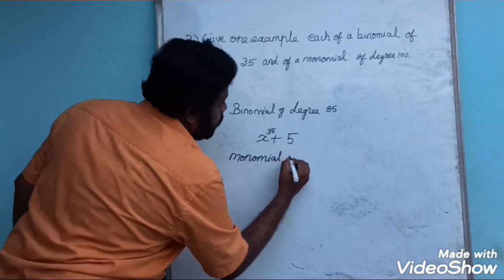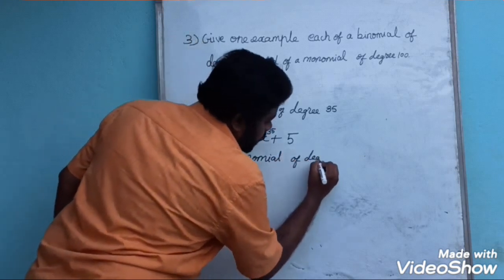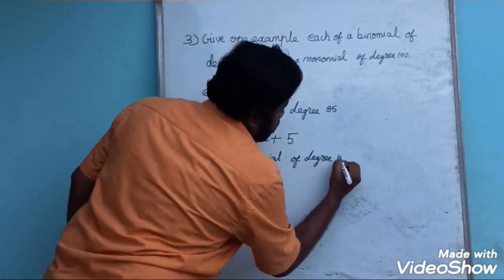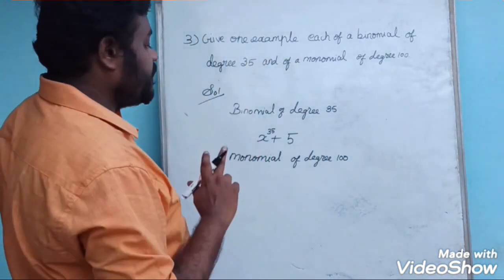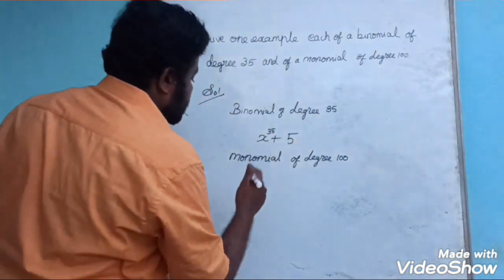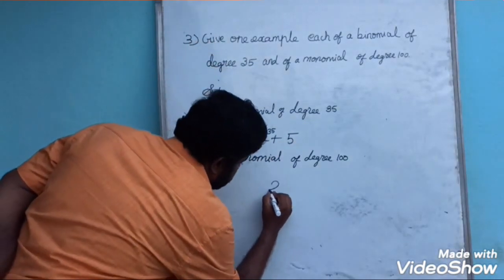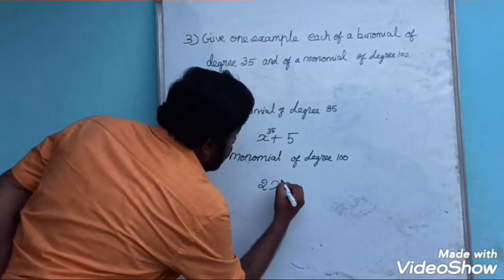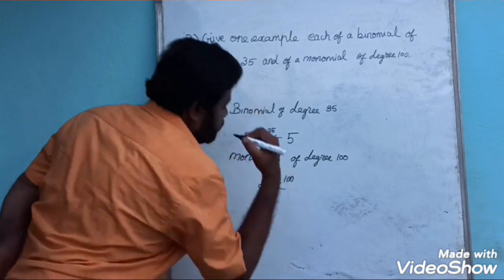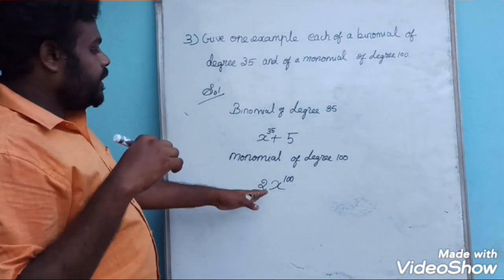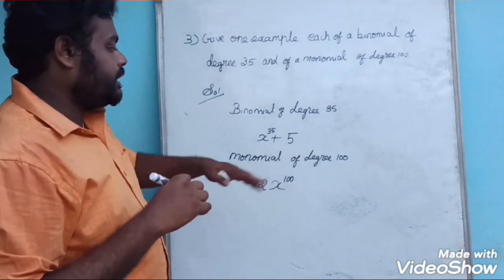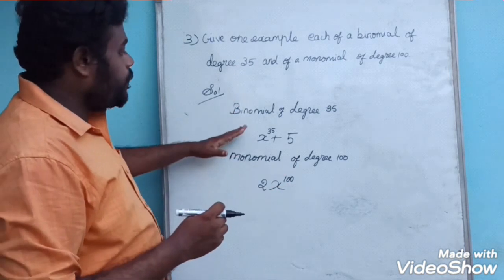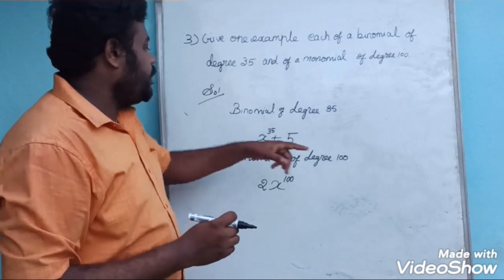And next we move on to the monomial of degree 100. A monomial consists of only one term. There is no basic operation like plus and minus. So because of that, 2x power 100. This is only one term with the power 100. This is a monomial of degree 100.